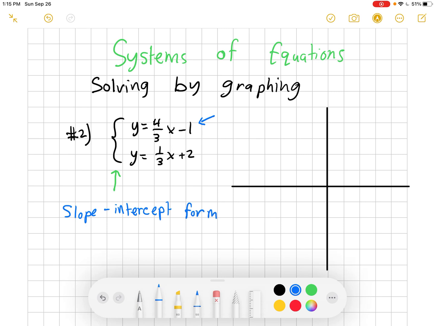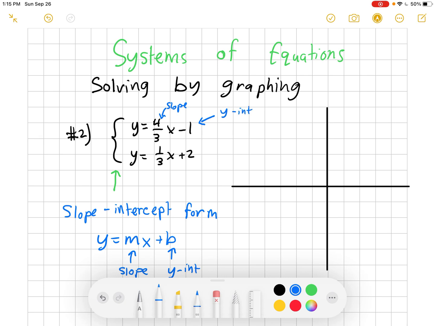Now, slope-intercept form gives you two things. Keep in mind the generic version of that is y is equal to mx plus b, where m is the slope and b is the y-intercept. So once again, we have both of the ingredients here. We have our slope and we have our y-intercept.